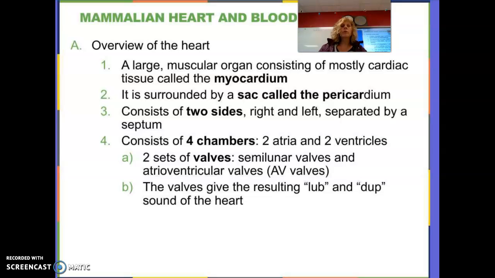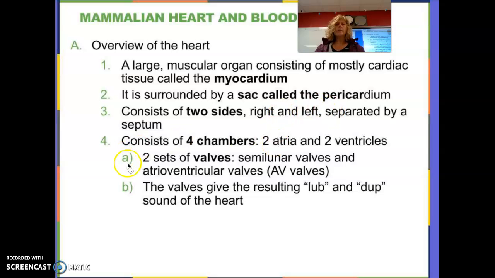All right, so quick overview of the anatomy of the heart. So your heart is obviously a very muscular organ. It has to be constantly beating and constantly working. So very, very muscular. We looked at cardiac tissue in the last chapter. And remember, it had those intercalated discs, and it was kind of unique. So we do say it consists mostly of cardiac tissue called the myocardium, surrounded by a sac called the pericardium.